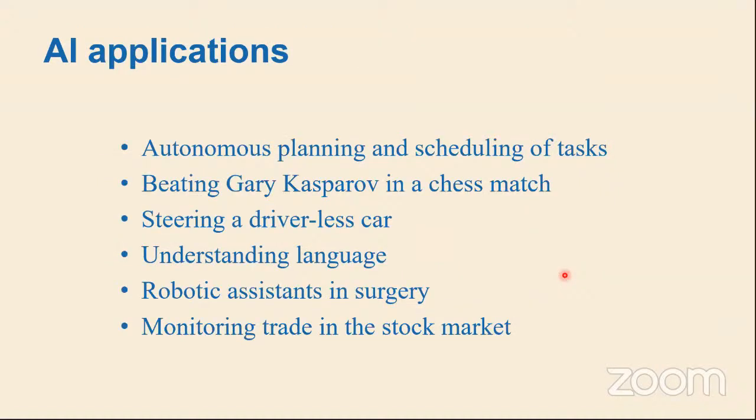In today's world, AI has different applications. The applications range from planning and scheduling different tasks in a factory, where we want to make an autonomous factory and everything is handled just by algorithmic planning, with no human intervention. That is autonomous planning and scheduling of tasks. That is one particular application of AI. AI is also in the chess playing category.